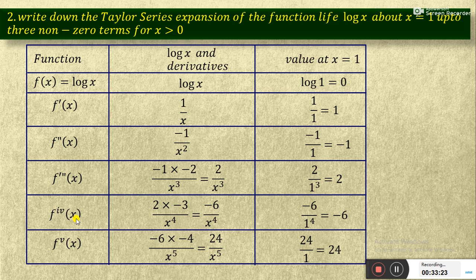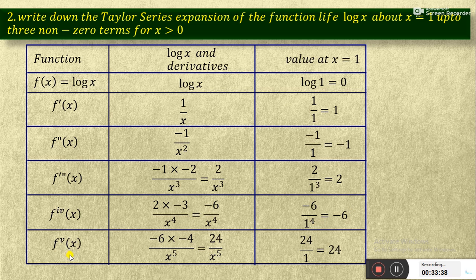So next, f fourth dash of x is 2 into, again I differentiate this, 2 into minus 3 by x power 4. So minus 6 by x power 4. Substituting x equal to 1, 1 power 4, we get minus 6.